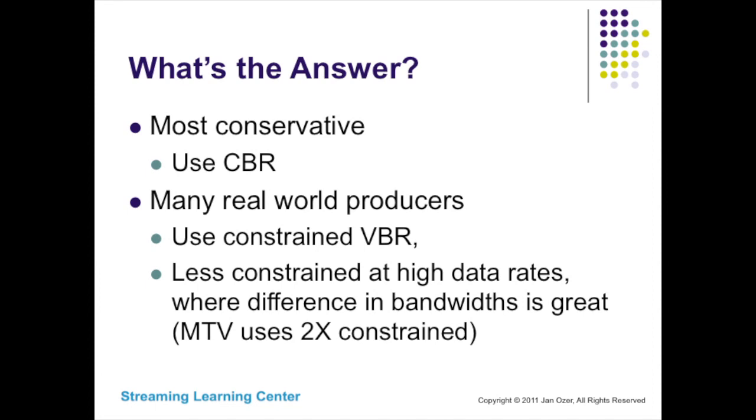Okay? So the most conservative approach is to use CBR. Most of the consulting work that I've done, I've recommended CBR because people are just starting out. Be aware that a lot of the producers, like MTV, are using VBR. They're using constrained VBR. They're not exceeding 200% of the file bandwidth, but they are using VBR because they want that extra quality. Again, what I recommend is CBR until you get it working. Maybe introduce VBR down the road, but CBR is the most conservative approach.